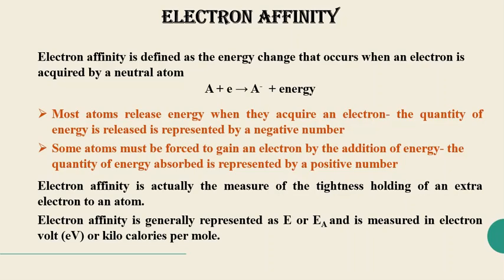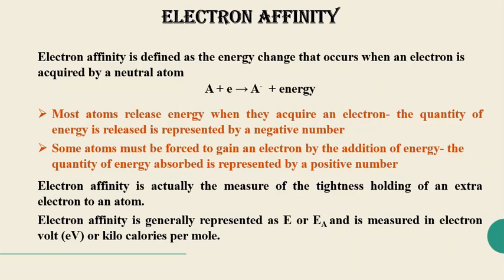Some atoms must be forced to gain an electron by the addition of energy. The quantity of energy absorbed is represented by a positive number. That means if some atom does not have a tendency for electron affinity, then it will not keep the electron tightly attached. In that case, some extra amount of energy is required so that the extra electron is forcefully attached to that particular atom. In that case, the change in energy is a positive value.